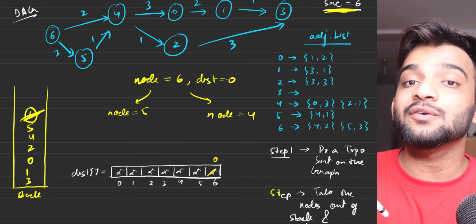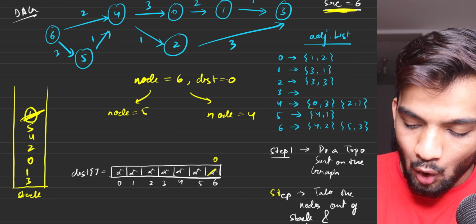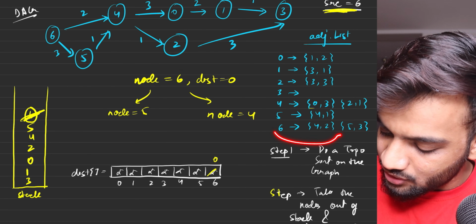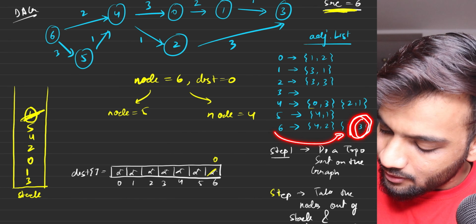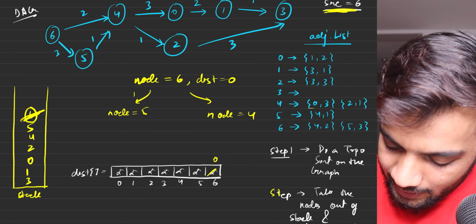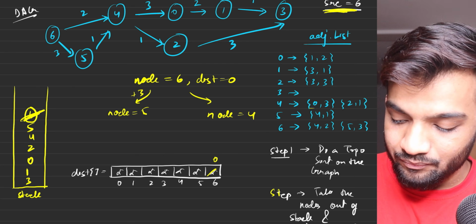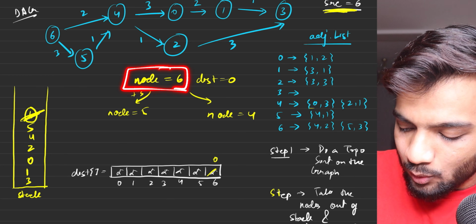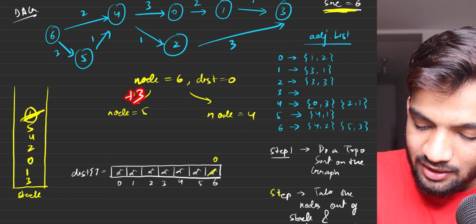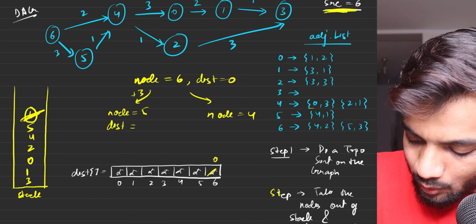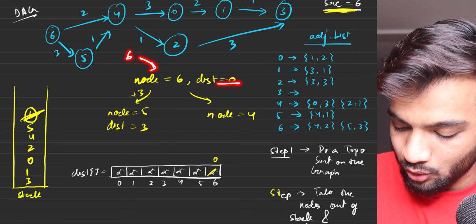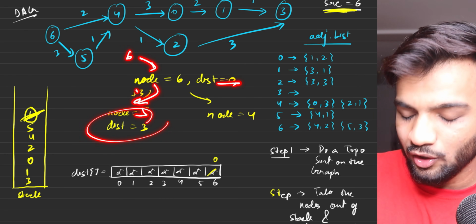Now, have a very careful observation on this graph. In order to go from 6 to 5, which is this, what is the edge weight that is required? 3. Do you see? 3. So if I go, I'll require a 3. So can I say, in order to reach 6, I require a distance of 0, and from 6 to 5, I require a distance of plus 3. Can I say the overall distance will be 3? Because from 6 to 6, it was 0, and from 6 to 5, it is 3. So the overall distance will be 3.